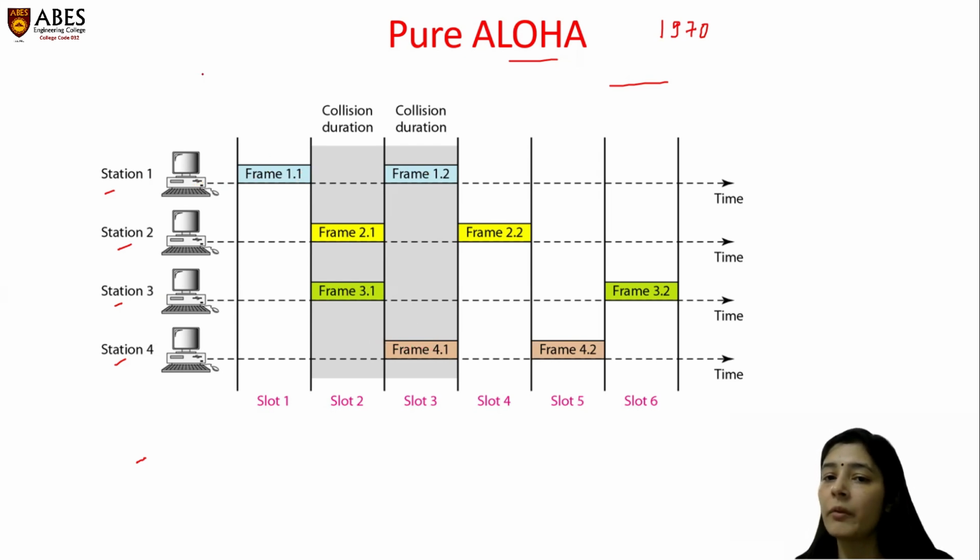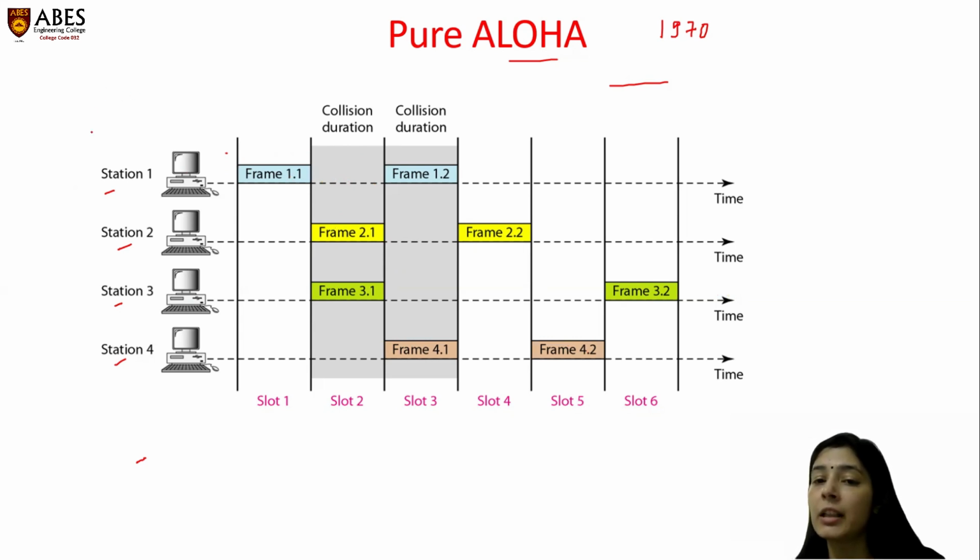Here we can see that the stations are sending frames, but the concept behind pure Aloha is that whenever a station has data or a frame to send, it will immediately send the frame over the channel. In this case, the stations altogether have sent 8 frames, but out of the 8 frames only 4 frames are able to reach the destination successfully.